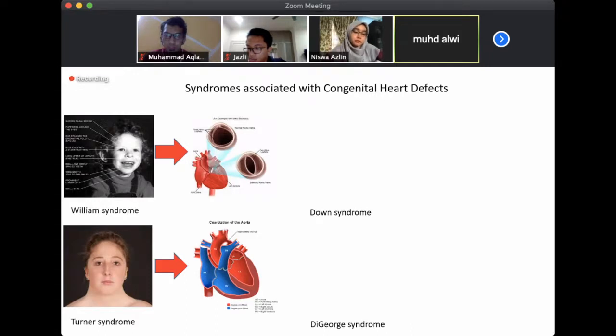So actually, the main prominent feature of Turner is definitely the short stature. So they are eligible for growth hormone therapy. And on top of that is the delayed puberty, because most of them are sterile. They cannot. So most of them have problems with puberty.